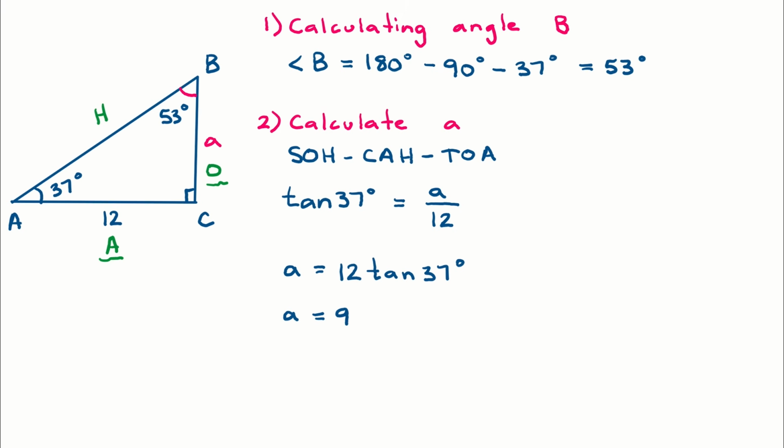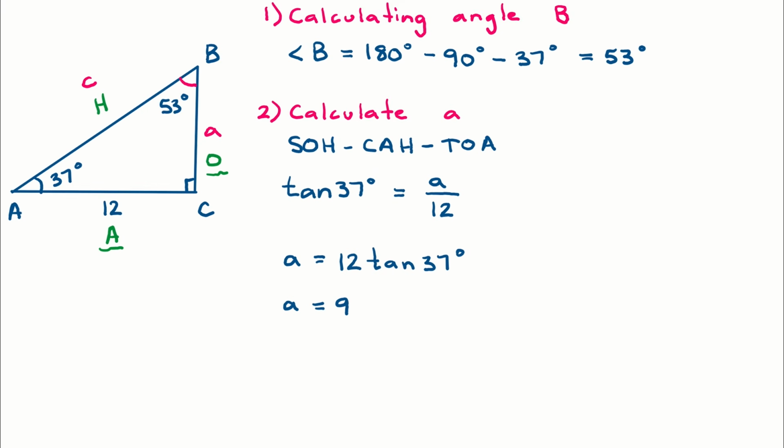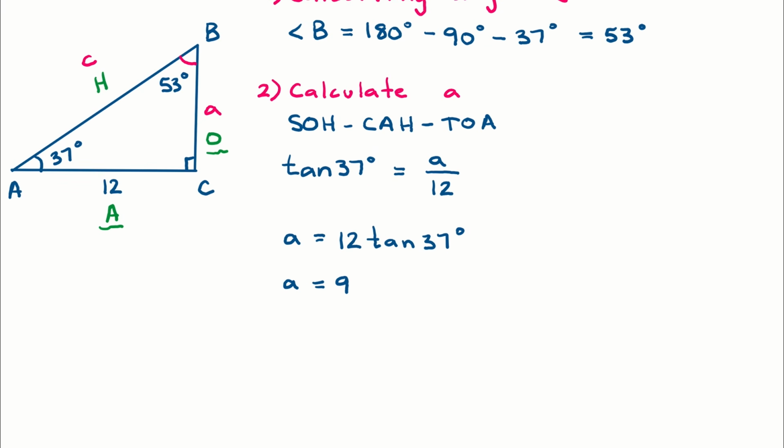Finally, we're left with our last side. So I'm going to call that side c, and that is actually quite easy to calculate as well. We can calculate that value using Pythagorean theorem. So our last step here is calculate side c.